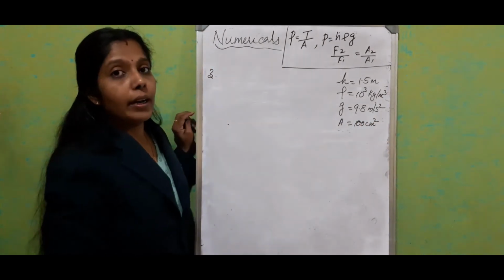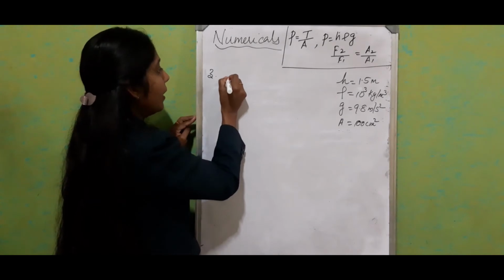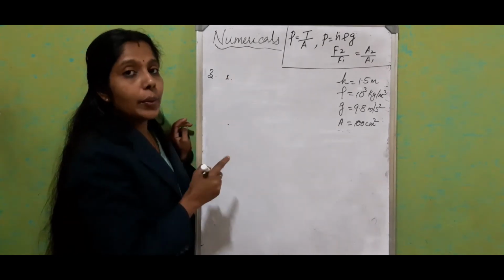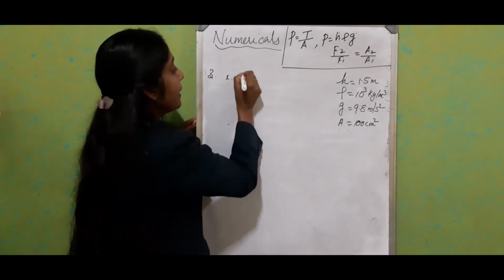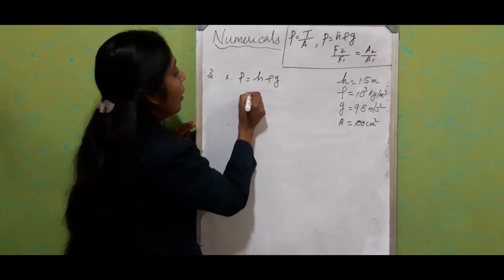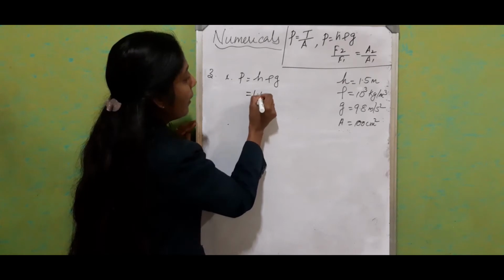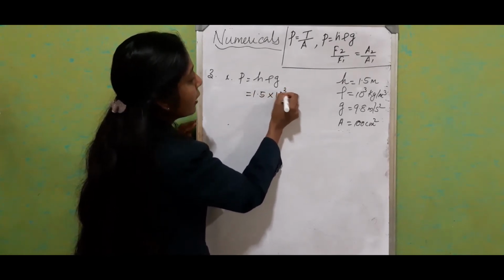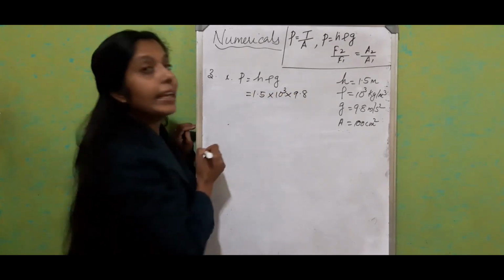First, we have to find out the pressure. It's related with the liquid. So, which is the equation to find out the pressure? Pressure is equal to H rho G, or we can write it as 1.5 into 10 to the power 3 into 9.8.